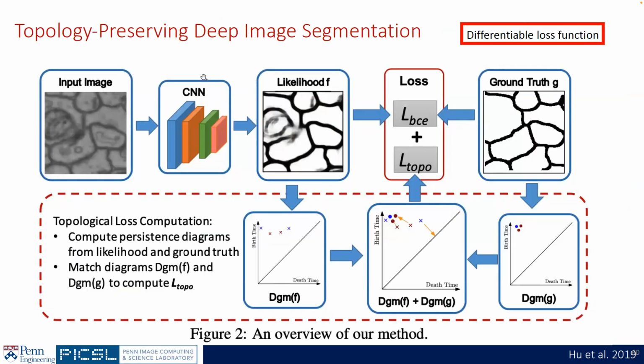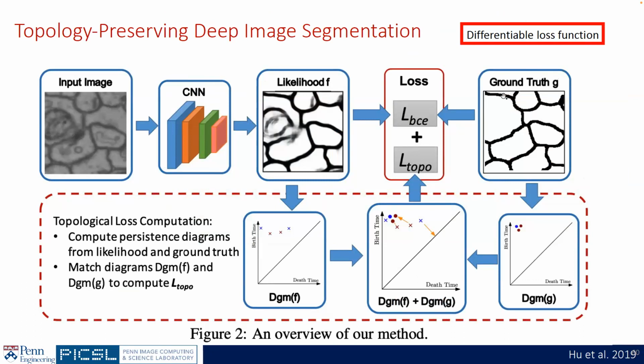So the problem setup is something like here. You have an input image, your CNN. This could be your favorite architecture that you want. And then you know that once you have a CNN, the last layers are basically a softmax layer, which gives you some likelihood function f, right? A probability map, which you generally threshold at some particular value to give your final output segmentation, right? And you have a ground truth image G, right?